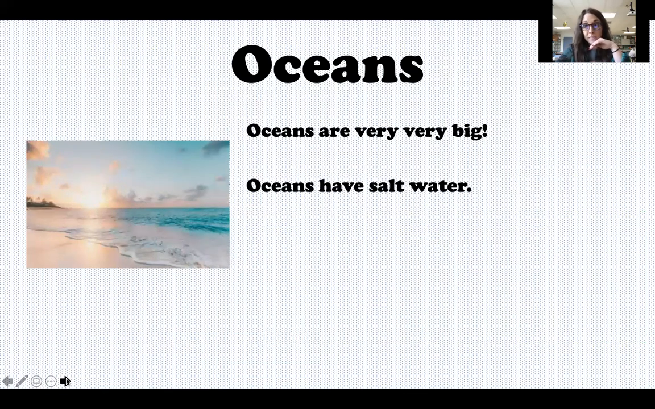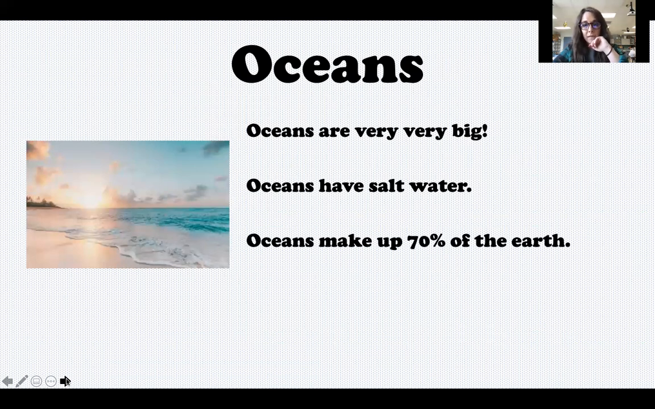Oceans have what we call salt water. So if you've ever been to the ocean before or swam in the ocean, you know that it has salt water, because if you've accidentally gotten it in your eyes or your nose or your mouth, you can kind of taste it. It kind of burns. If you have a cut or something on your skin, the salt water really burns it as well. So this is why we cannot drink the ocean water, because it has salt water.